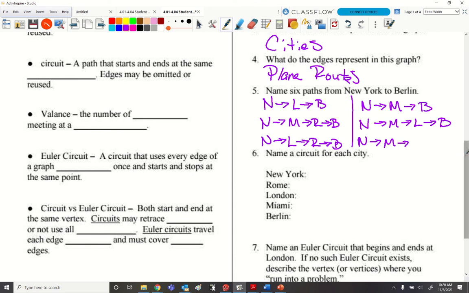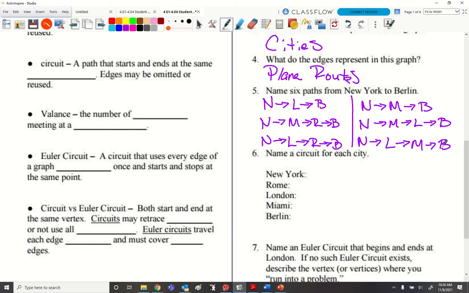How about go to London first? Let's change it to London then. Because if it goes like this, look, New York, London, Berlin. This one over here is New York, London, Rome, Berlin. So from London to Miami, then to Berlin. There we go. So there's our 6 different paths.